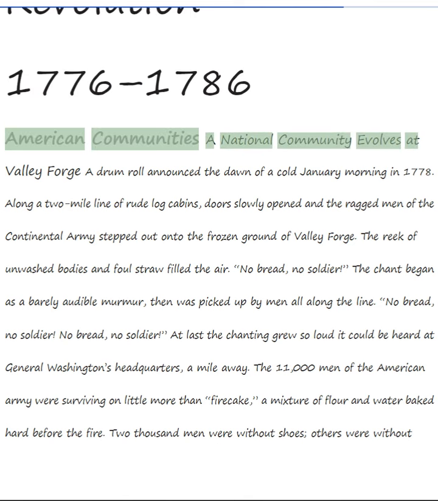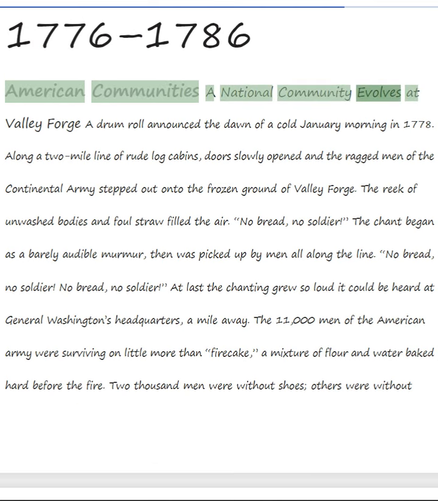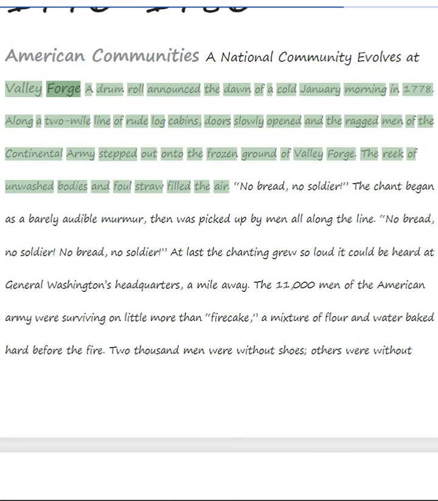1776 to 1786. American communities. A national community evolves at Valley Forge. A drum roll announced the dawn of a cold January morning in 1778. Along a 2-mile line of rude log cabins, doors slowly opened and the ragged men of the Continental Army stepped out onto the frozen ground of Valley Forge.